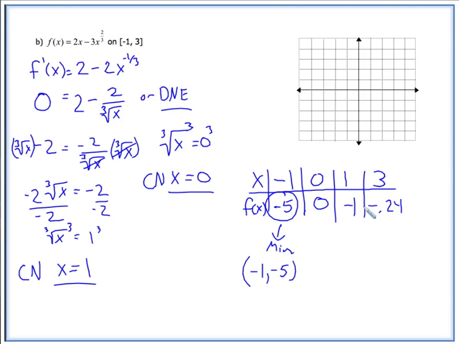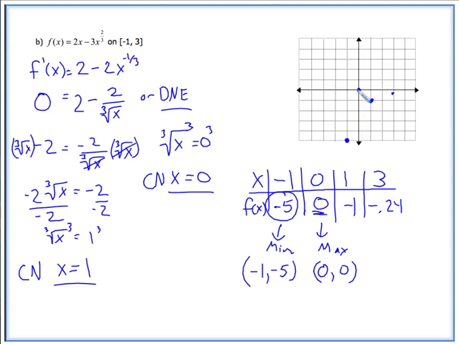And what's the highest value here? Well, the highest value is 0. And so this is going to be our maximum at 0, 0. Okay, so this is the relative min and this is the relative max. So let's go ahead and graph these. We can plot all these points. So -1, -5. And then we have 0, 0 as our maximum. We have a couple other points, 1, -1, and 3, -0.24.